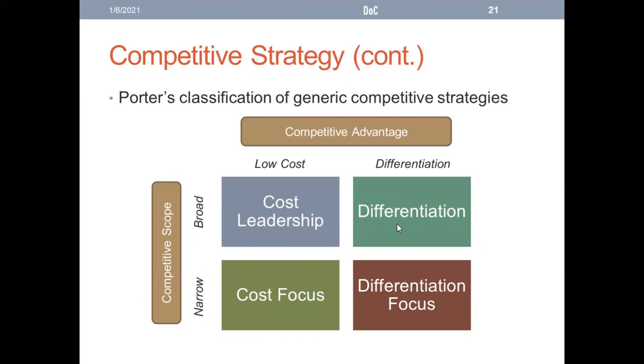So the next type is the cost focus. The difference is they are trying to reduce the cost, but for a narrow range of customers. What are the examples you can take? Cost focus. They are focusing to reduce the cost, but for a narrow range of people.